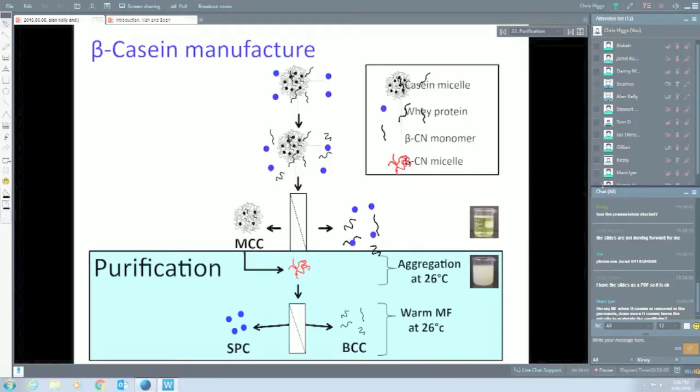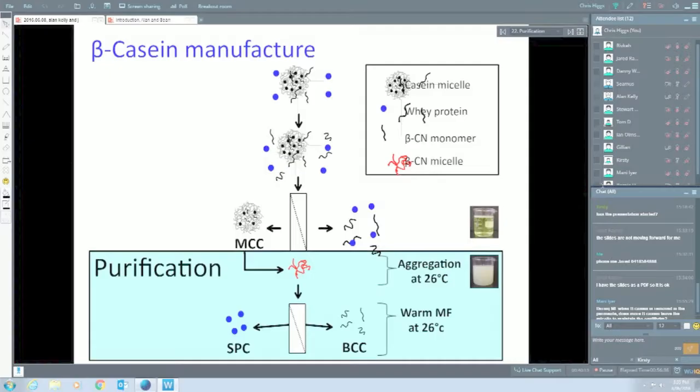essentially involved demineralizing that cold microfiltration permeate using extensive ultrafiltration and diafiltration to wash out the minerals, no different to what we would do in making an MPC or a WPC, but then to form micelles in a controlled fashion from the beta casein. So by warming of the demineralized cold microfiltration permeate, it was possible to get the beta casein to form micelles, which were stable.